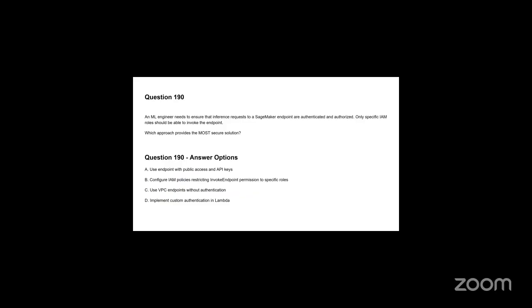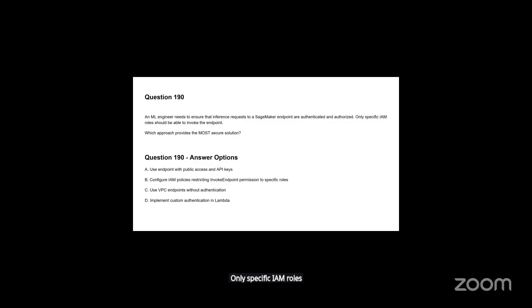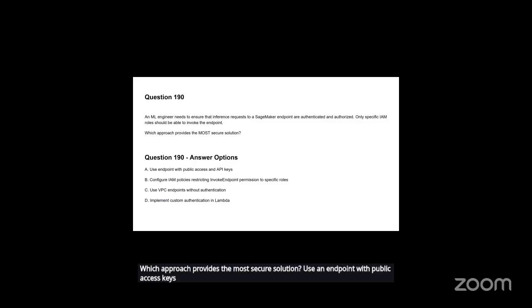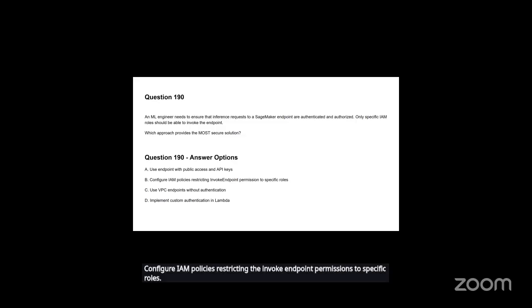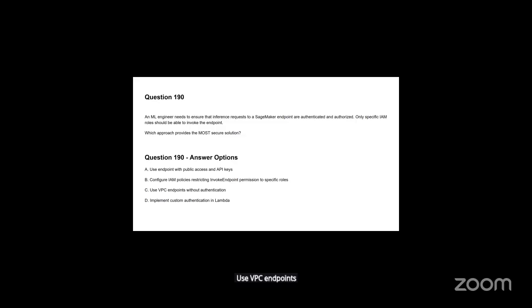190. An engineer needs to ensure that inference requests to a SageMaker endpoint are authenticated and authorized. Only specific IAM roles should be able to invoke the endpoint. Which approach provides the most secure solution? Use an endpoint with public access keys and API keys. Configure IAM policies restricting the invoke endpoint permissions to specific roles. Use VPC endpoints without authentication. Implement custom authentication in Lambda.